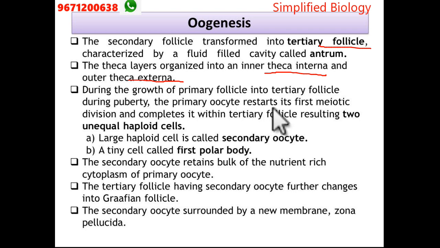Then it is going to divide to form two haploid cells. How many? Two haploid cells having unequal size. The larger one is named the secondary oocyte, and the smaller is named the first polar body. The first polar body is going to degenerate. Clear? And in the secondary oocyte, rich nutrients will be present. Clear beta?